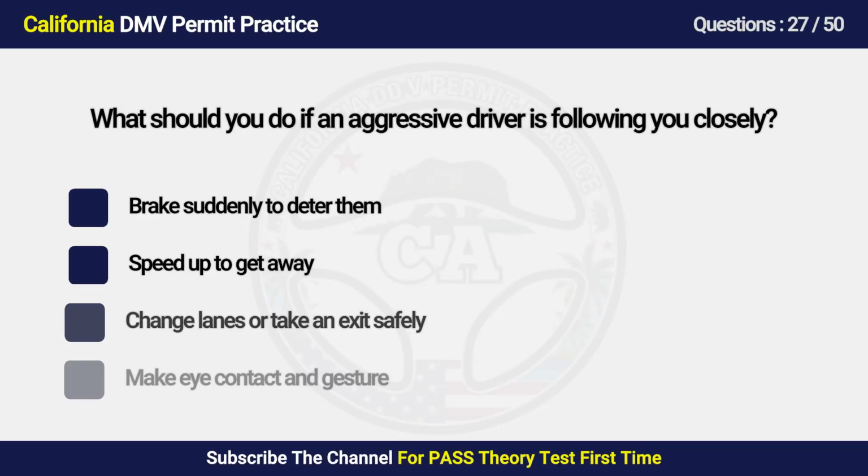Question 27. What should you do if an aggressive driver is following you closely? A. Brake suddenly to deter them. B. Speed up to get away. C. Change lanes or take an exit safely. D. Make eye contact and gesture.